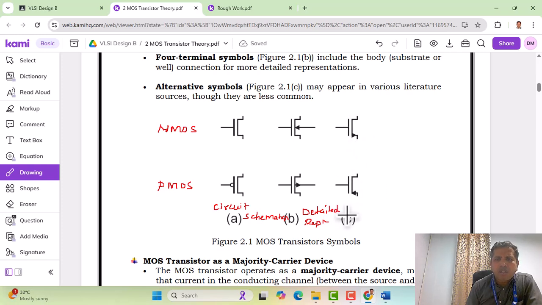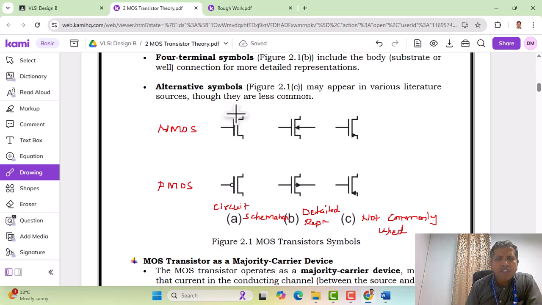And the third column, the symbols of NMOS and PMOS that are shown, are the less commonly used symbols. These are the symbols that are not commonly used. So these are the three different categories we have with reference to the NMOS and PMOS transistor symbols. Let us look into the PMOS transistor symbol.